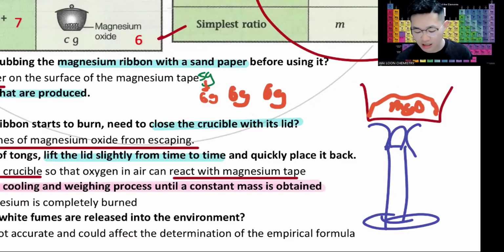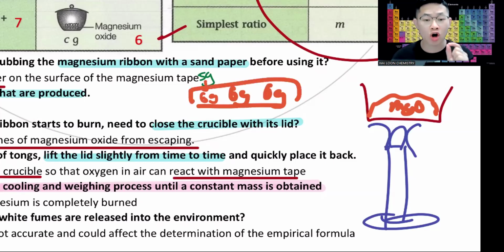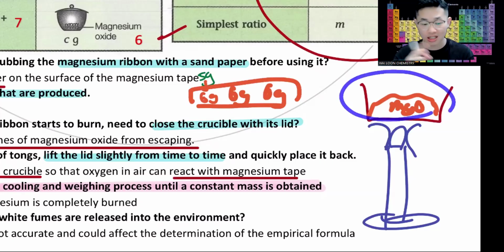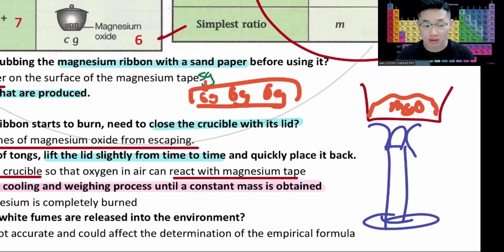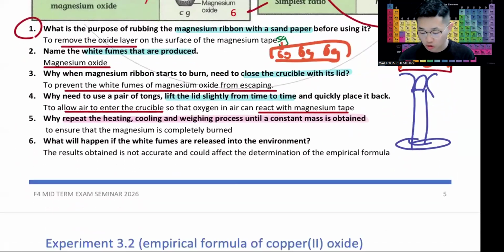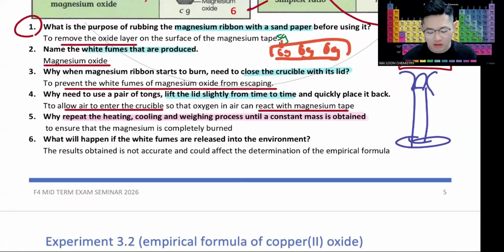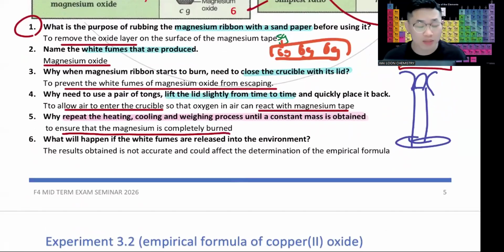The result that I get, whether it is a constant result or not. If I get a constant mass, that means, okay, can stop already. This thing really reacted completely, can stop already. Okay, no more things that's unreacted inside the crucible. Okay, so the answer given here is to ensure the magnesium is completely burned or reacted completely.